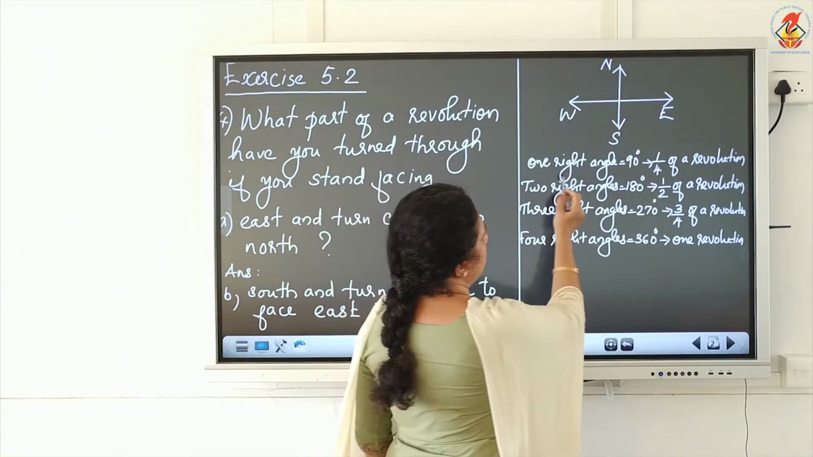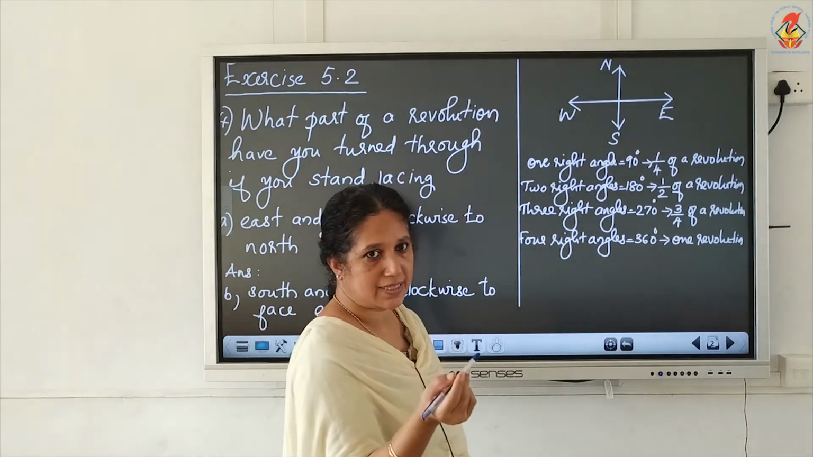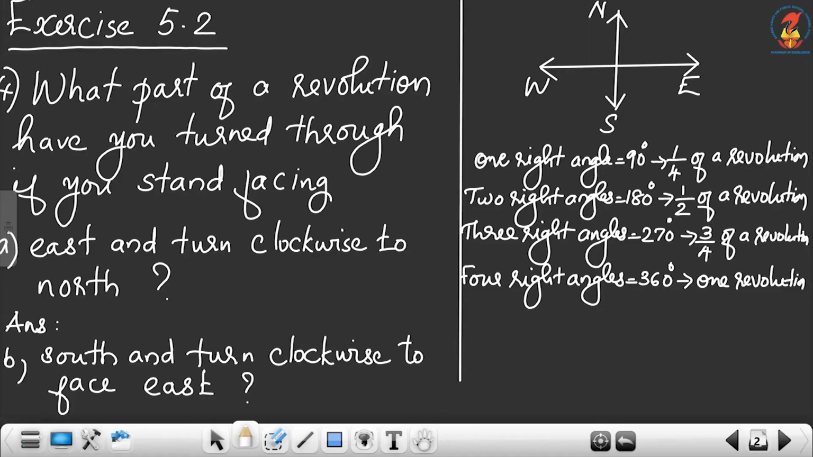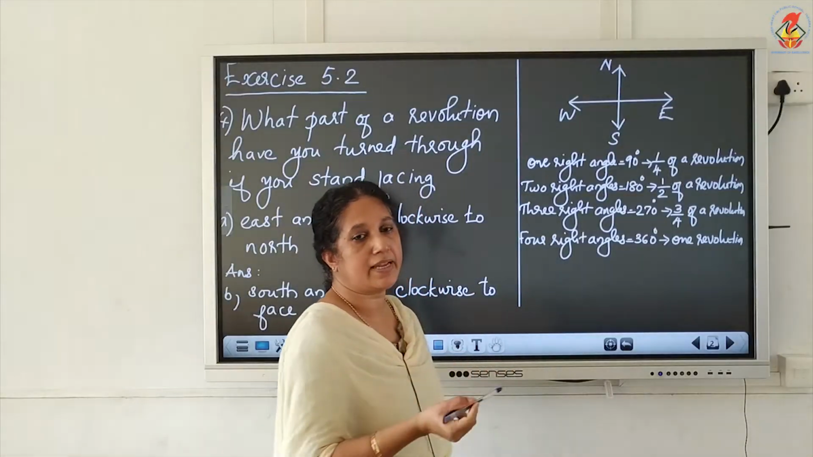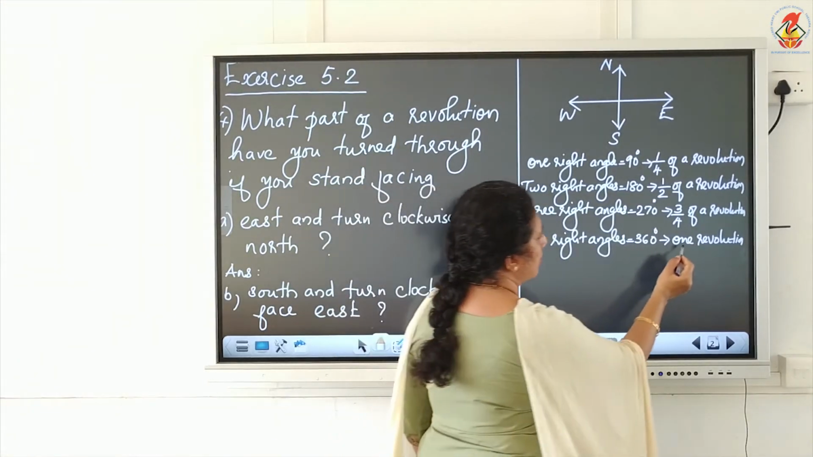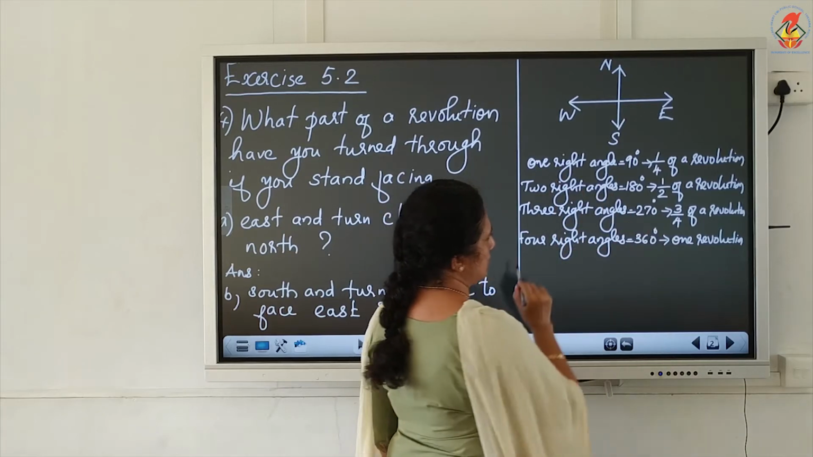If you turned one right angle, it is 90 degrees and it will be 1/4 of the revolution. If you turned two right angles, the angle measure will be 180 degrees and we can say that you have turned through half of a revolution. If you turn three right angles, it will be 270 degrees and it will be 3/4 of the revolution. If you turned four right angles, that is 360 degrees, one complete angle, and it will be one revolution. So children, you have to learn this one.